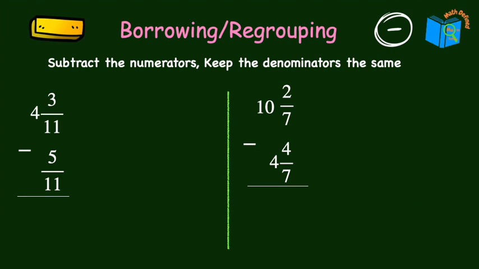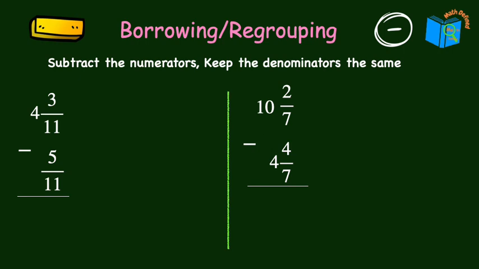Now we are going to review how to borrow when you can't subtract the numerators. First, I'm going to show you the math in action, so to speak, and why it works. And then in the second problem, I will show you a shortcut that you can do once you understand why you can do it.